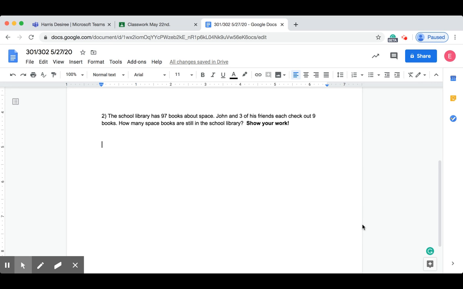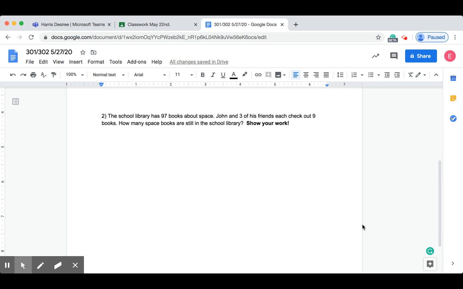Show your work. I'm going to read it again because as good readers, we reread. The school library has 97 books about space. John and three of his friends each check out 9 books. How many space books are still in the school library?